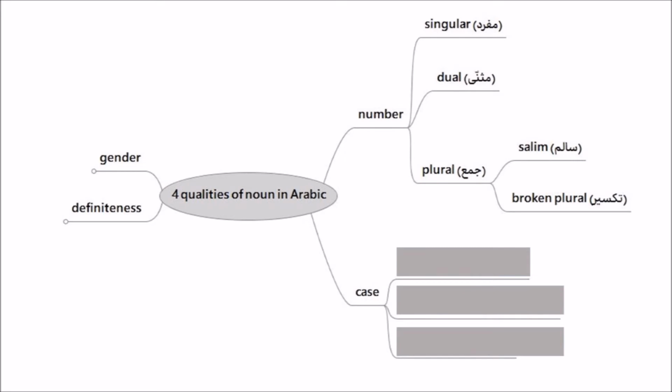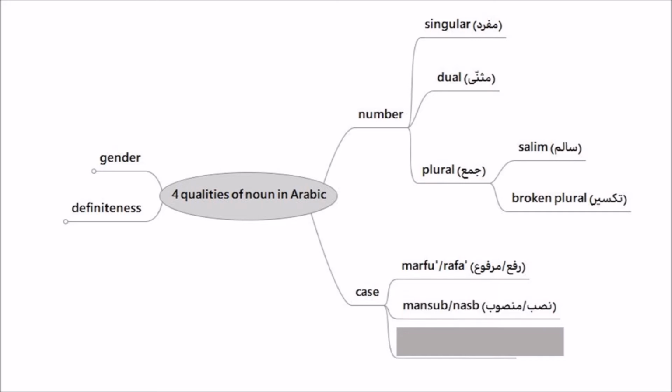There are 3 types of noun based on the case. They are marfu'. You should watch the previous video lesson or previous blog posting to understand what is rafa' or marfu'. The second is mansub. The last is majrur.